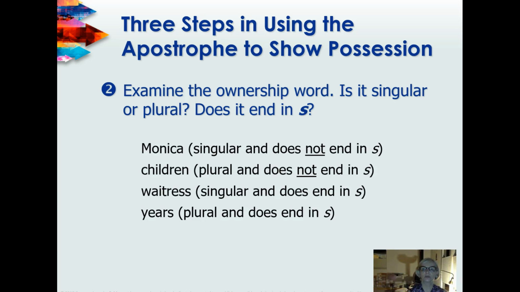So in order to really place the apostrophe in the right place, we need to go through 3 steps. Number 1, we have determined that yes, it is a possessive, an ownership situation.